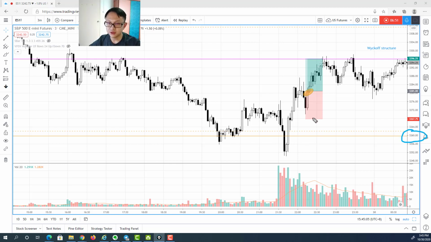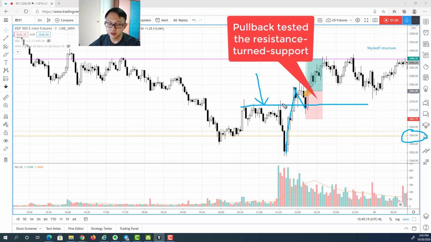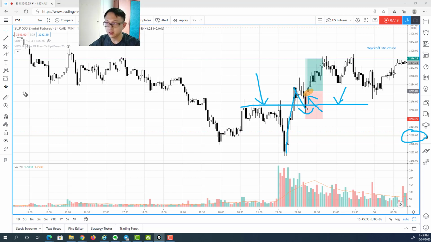However, it doesn't really come with a test very close to the level. Instead, it has this sign of strength rally followed by a pullback, which tested this level that was previously resistance, now turned support. Isn't it textbook style? We have a breakout, pullback, tested this resistance turned support, and then eventually this reversal bar. So this is where I actually enter my long position.